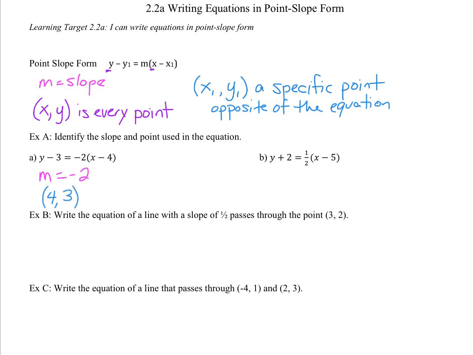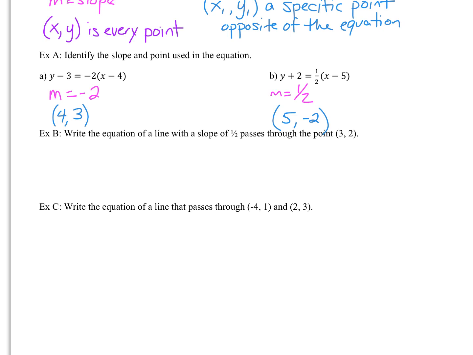Okay? So go and try B on your own for a sec. Find the slope, find the y-intercept, or not the y-intercept, sorry, the point. All right, what did you guys get for the slope? 1/2. Good. And what is my point? Beautiful. Good. Yeah, +5, -2. All right. So, any questions on that one?